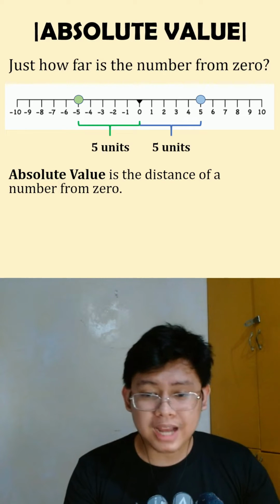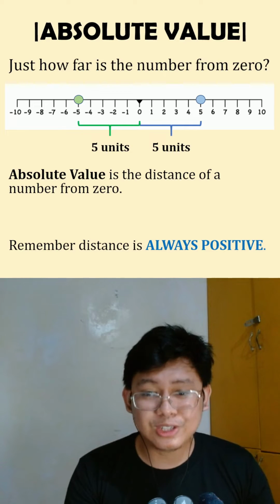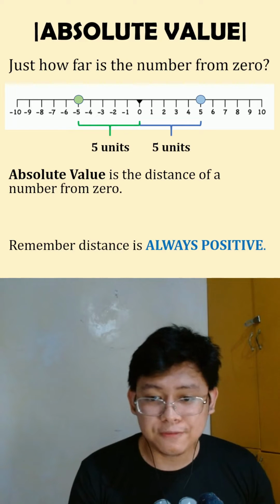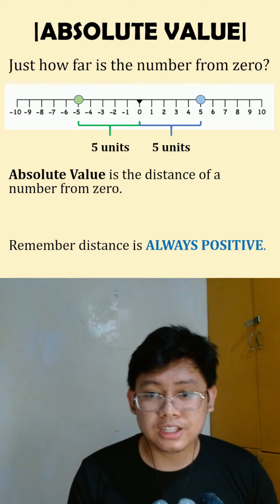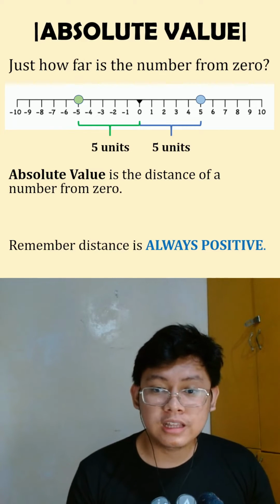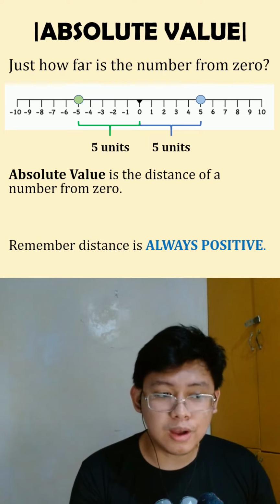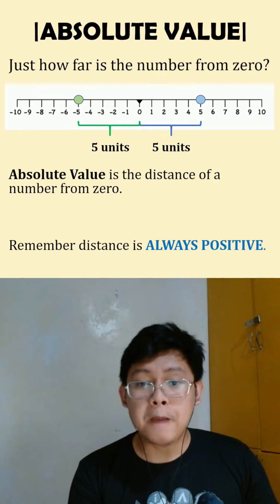Okay, so bakit sila pareho ng sagot? Okay, remember that distance is always positive. Wala tayong negative distance. That's why when we get the absolute value of a negative number, kukunin natin yung positive value niya. Kasi we're answering the question, how far is the number from 0? So, bibilangin lang natin yung number of units away from 0. So, it will always be positive.